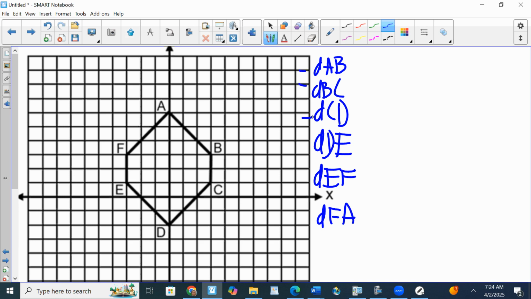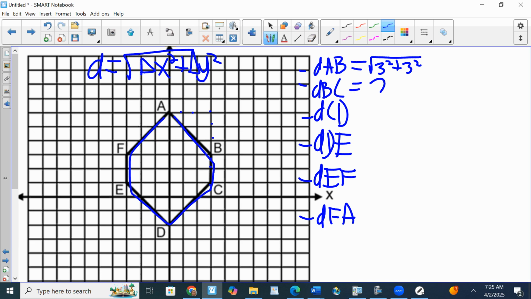I can count. I got 1, 2, 3, 4, 5, 6, and there are 1, 2, 3, 4, 5, 6 sides. So distance equals radical delta x squared plus delta y squared. You're going to be doing a lot of distance on this test. AB is 1, 2, 3, 1, 2, 3. BC is straight, so I'm not doing distance formula. It's just 1, 2. If it's a straight line, I do not have to do distance formula. I just count. DC is 1, 2, 3, 1, 2, 3.